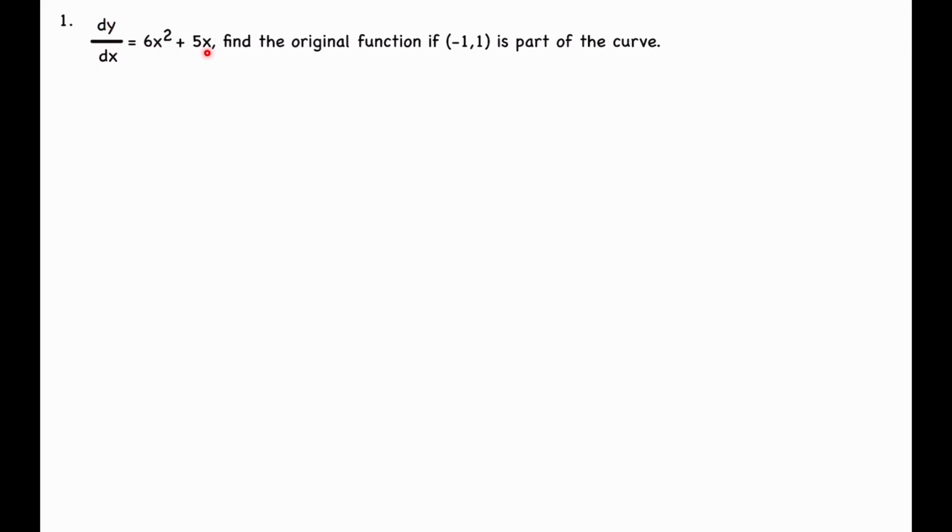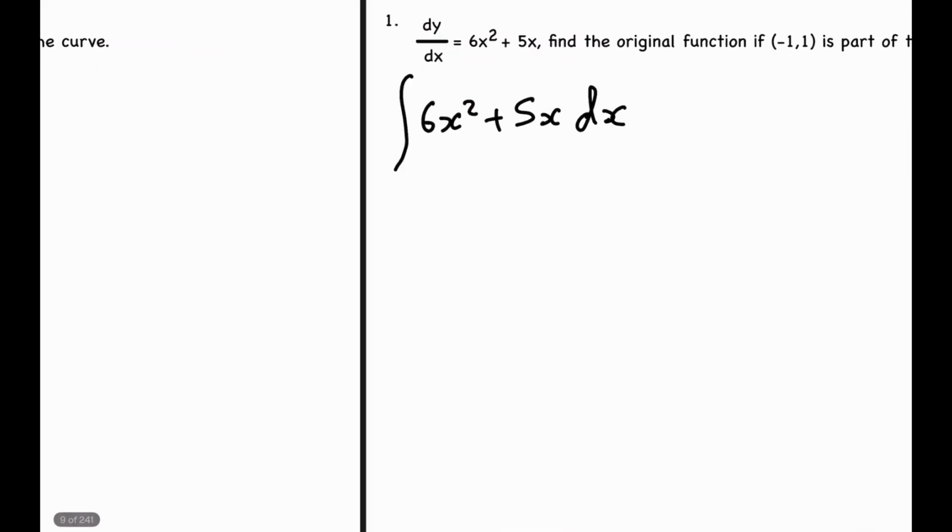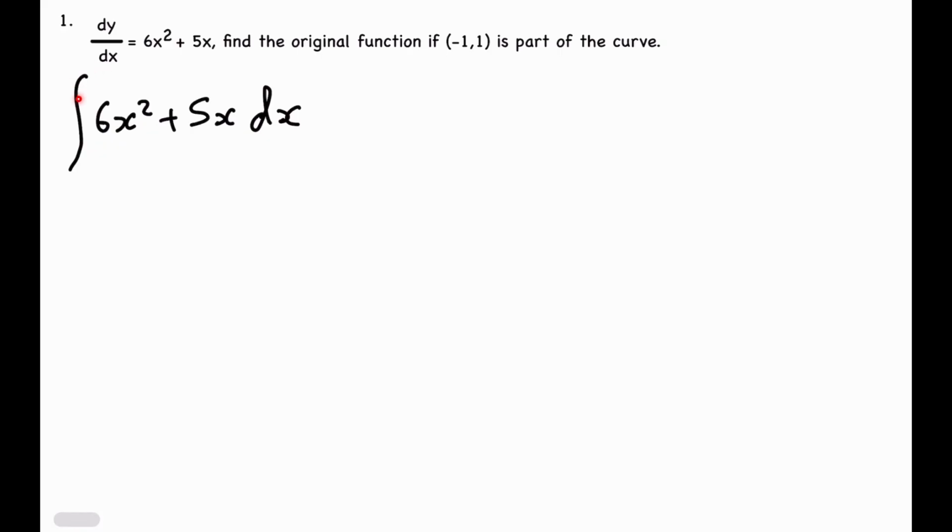So now let's move on to a question where they're asking dy over dx is equal to 6x squared plus 5x, and they're saying find the original function if minus 1, 1 is part of the curve. So first, we would write out the integral like this, as we said before in the formula. So we'll use this notation here.